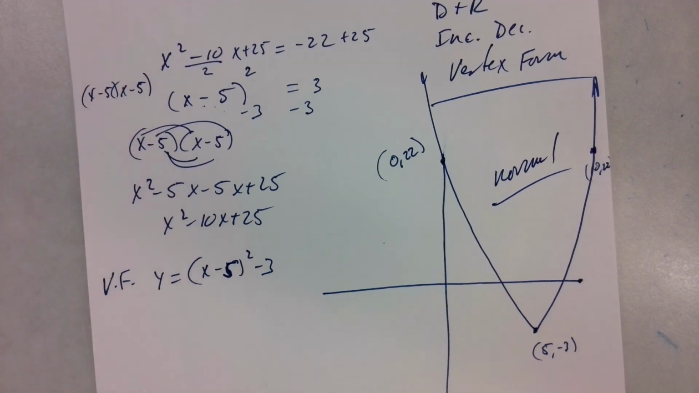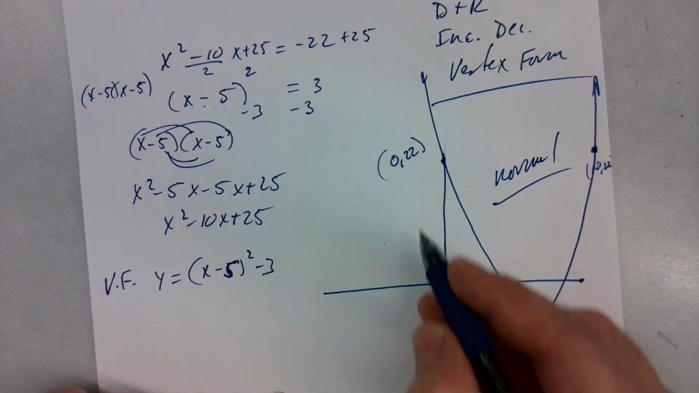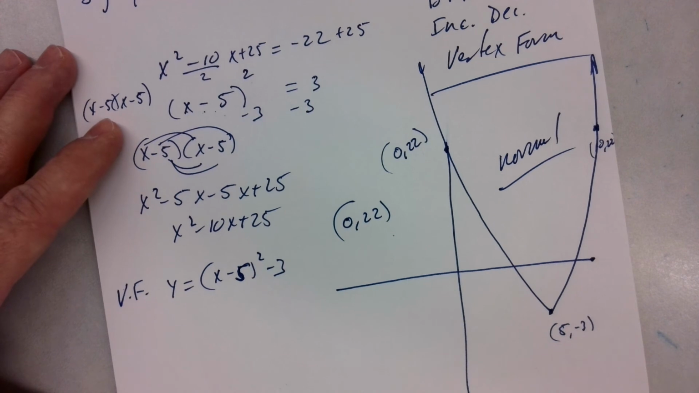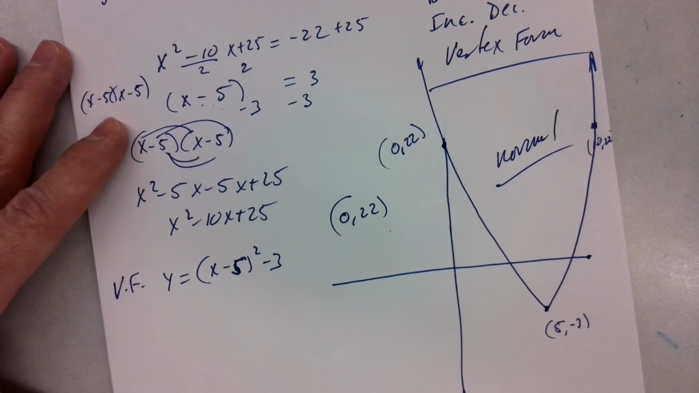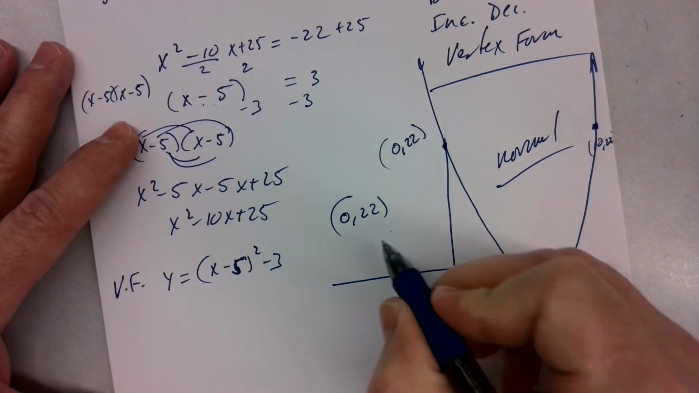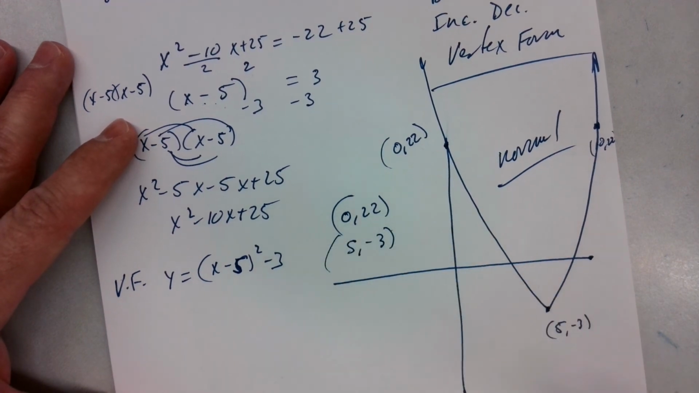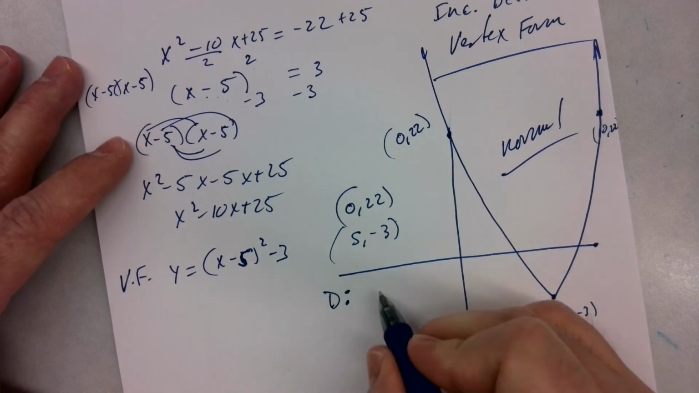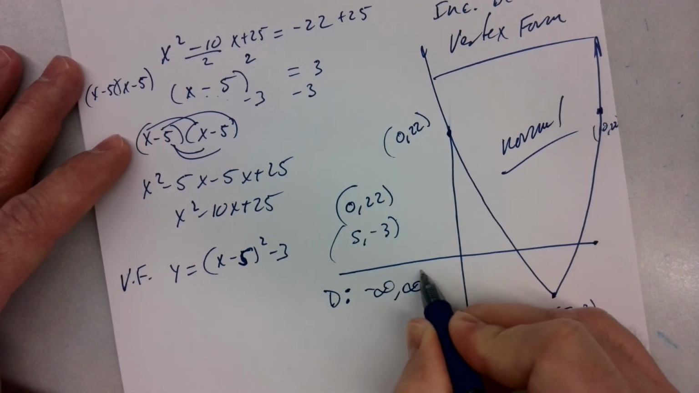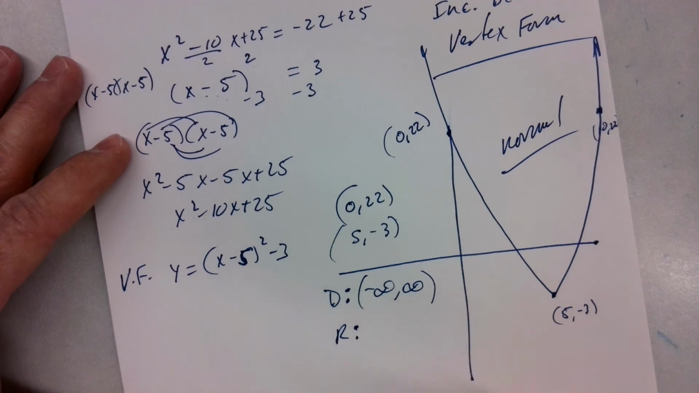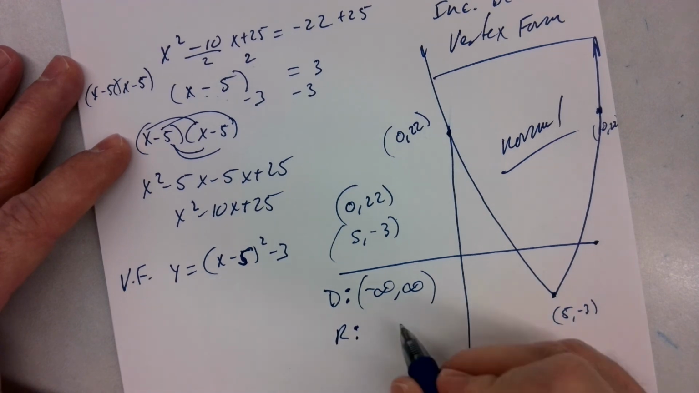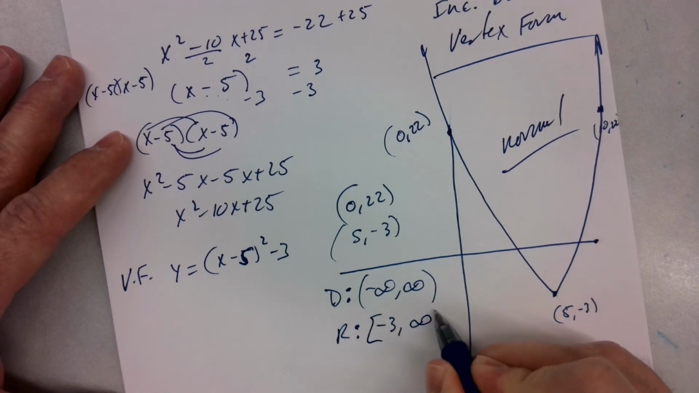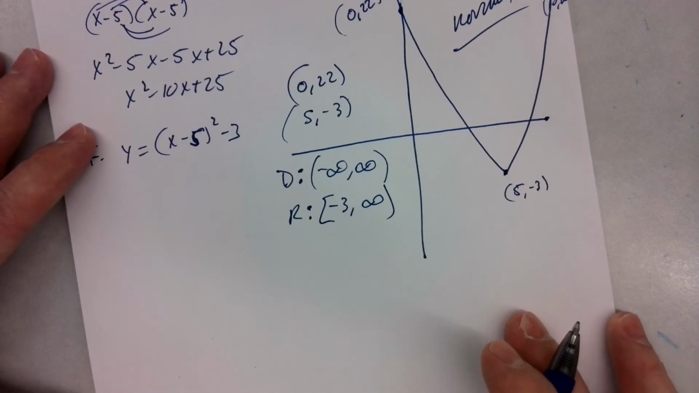Now, the y-intercept. This is my y-intercept, right? 0 and 22, correct? Can you just say 22? Yeah, you can. My vertex, which is 5 and negative 3, I've got that. Domain and range. What's my domain going to be? Negative infinity to infinity, parentheses. My range, though, is not. My range is going to be from negative 3 to infinity. Bracket the negative 3, parentheses at infinity. Domain and range.